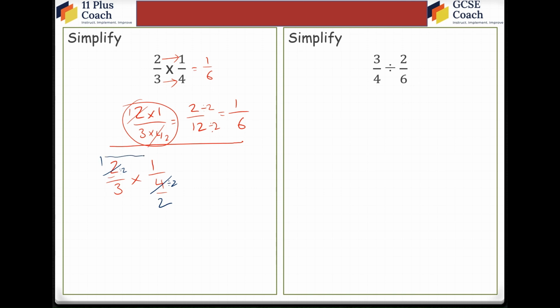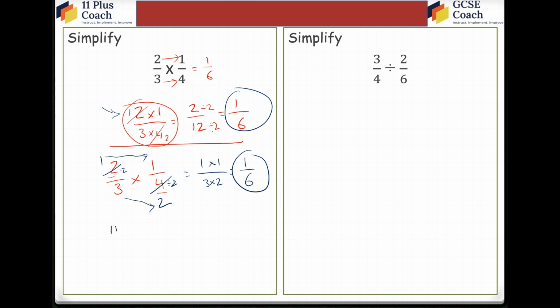So if I times these two across now, 1 times 1 is the numerator, and 3 times 2 is the denominator. So 1 times 1 is 1, and 3 times 2 is 6. And note, it's the same answer as that. All I did was I simplified before I multiplied. In the previous example, I multiplied and then I simplified. You might be thinking, what's the big deal? Now, this makes life a lot easier when you have big numbers in the fractions.